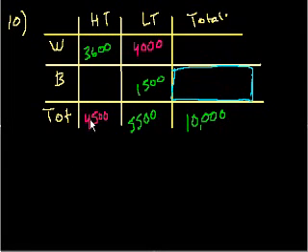And then out of the high tops, if 3,600 are white and I made a total of 4,500, how many black are there? Well, 4,500 total minus the white ones. That's 900. And so if we want to figure out the total black, we now know how many high top blacks there are and how many low top black sneakers there are. So we just add. So 900 plus 1,500 is 2,400.